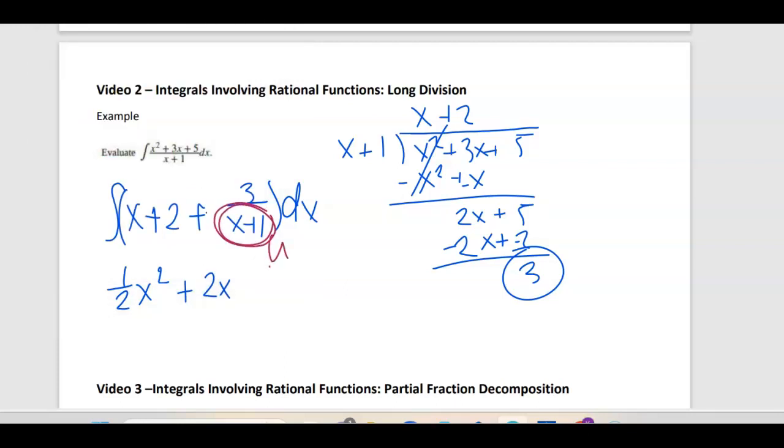If you let u be the bottom, it's a linear term with a slope of 1. So my du would just be dx. Super straightforward, 3 times the natural log of x plus 1 plus c.